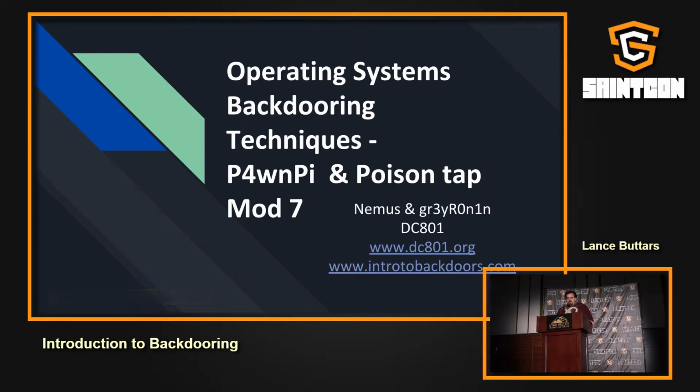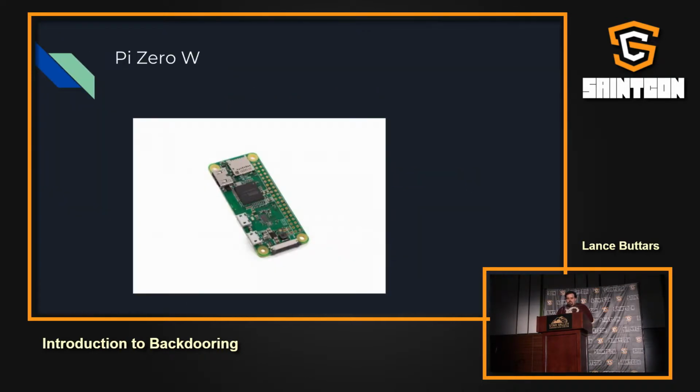Another really cool backdooring tool, if you really want to mess with people, is PwnPy and Poison Tap. And Poison Tap is super dangerous, and we'll talk about that a little bit later. The main thing you need to make sure of is that when you buy your Raspberry Pi, you get the one with the wireless adapter on it.